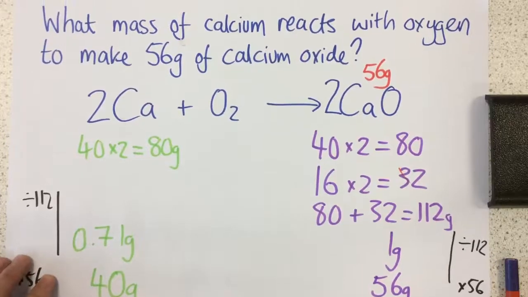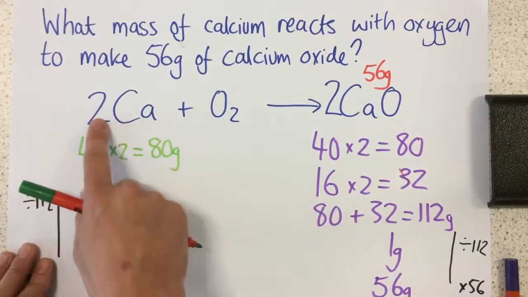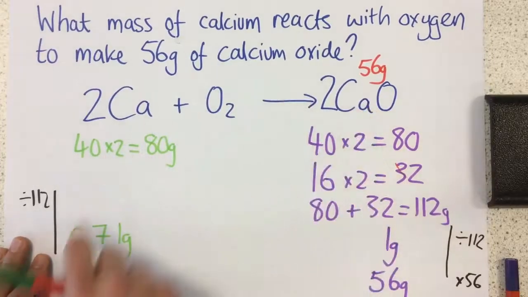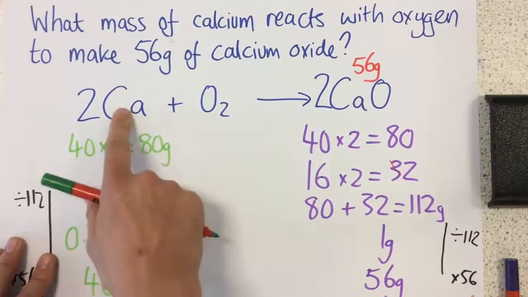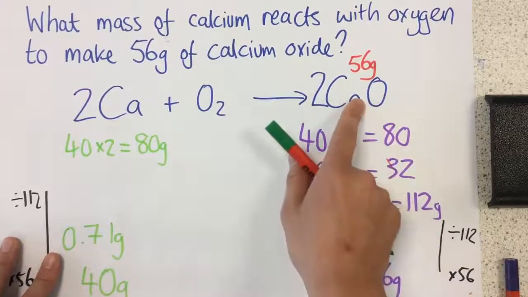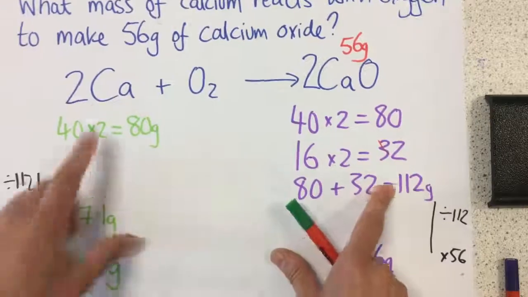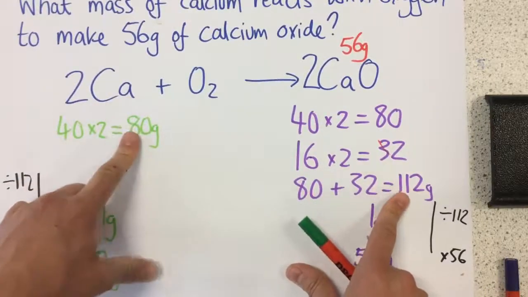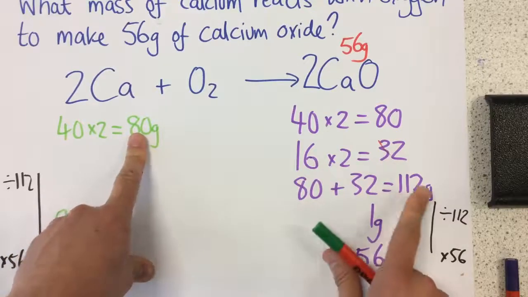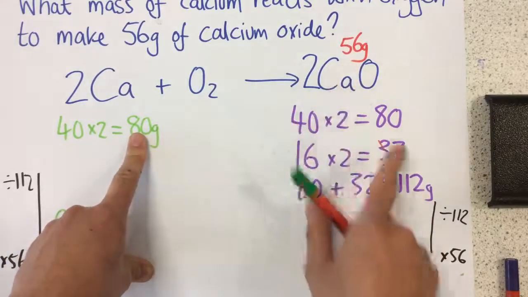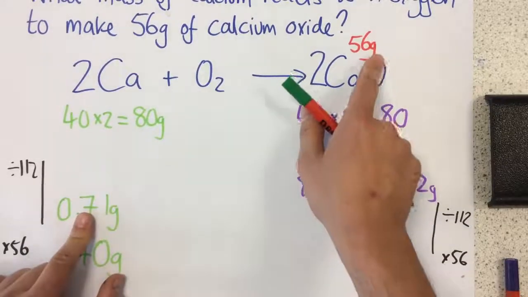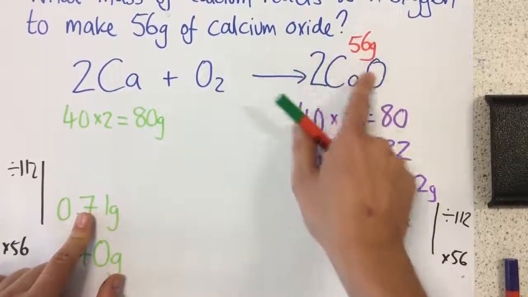So that's how we do these. Remember the order of events. We've got to, first of all, write a balanced equation. What we've then got to do is find the relative formula mass of the different things we're looking at. Then what we've got to do is see how much of this we'd need for just 1 gram by dividing by the relative formula mass of the thing that we were looking for. Then what we need to do is multiply it by the mass that we're looking for.